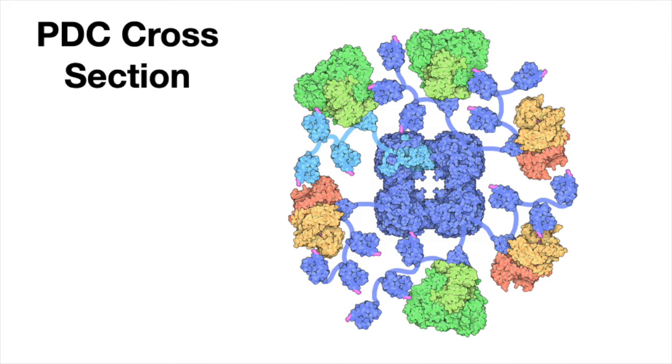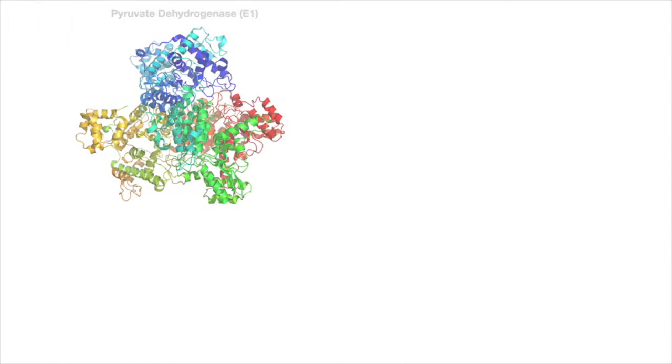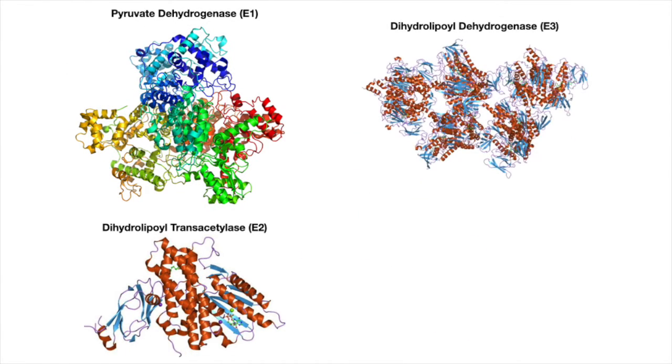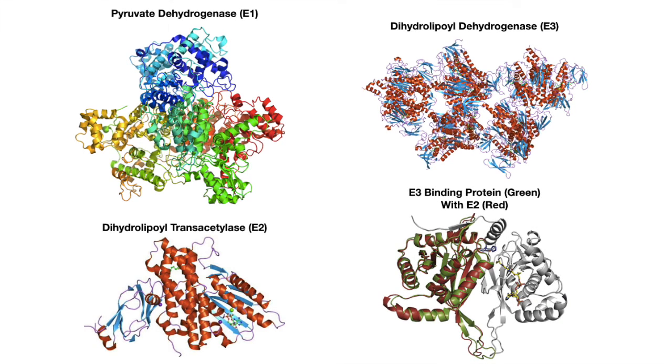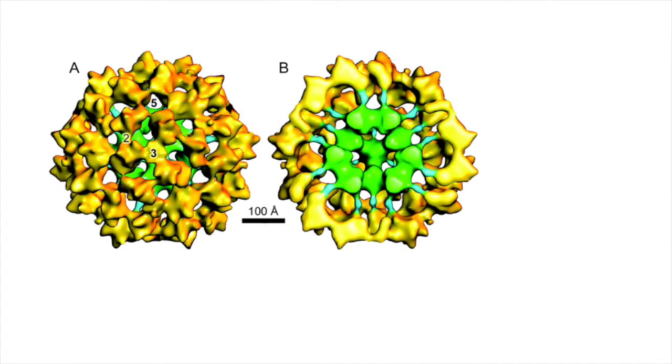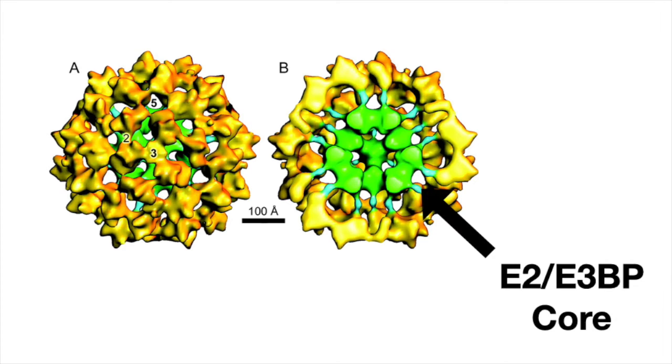PDC is a roughly circular protein composed of three main components, E1, E2, and E3. There's also a fourth domain, dubbed E3BP, that looks a lot like E2 except for the fact that it is inactive. Overall, these subunits are found in clusters throughout the PDC, with E2, E3BP domains found in the core, and E1, E3 domains being found at the periphery.